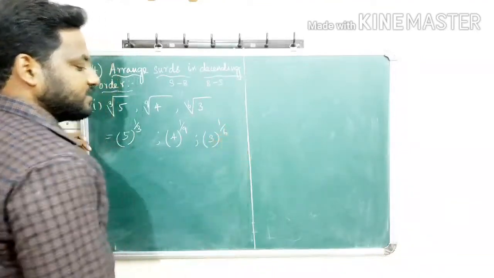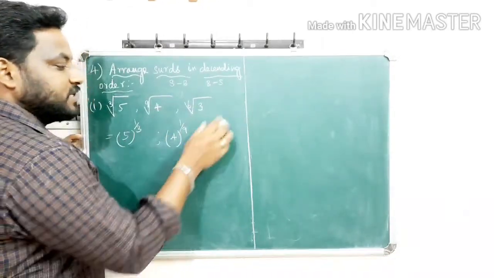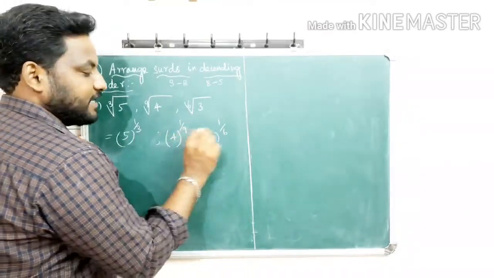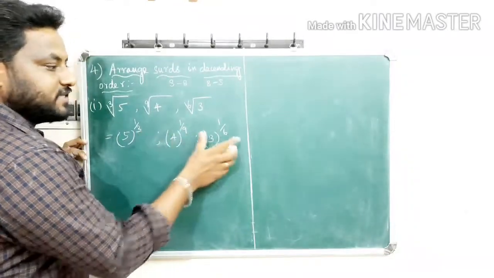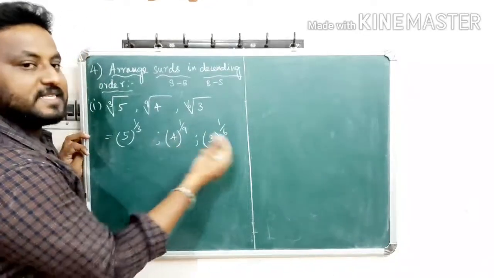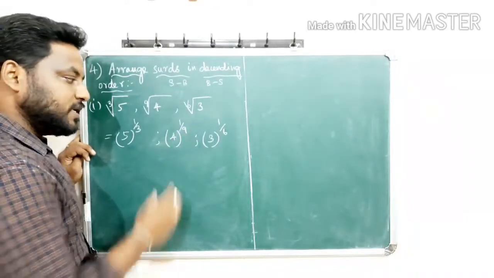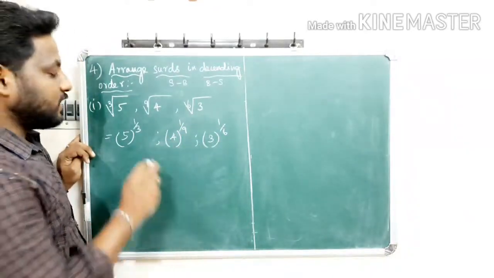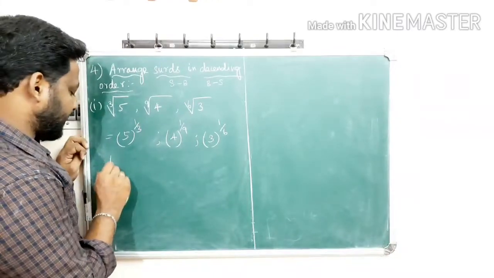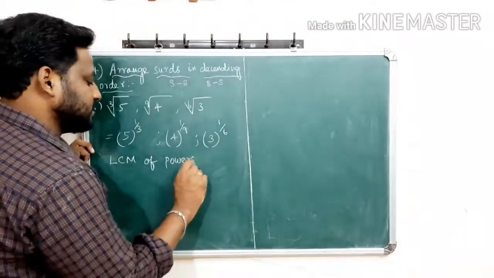Now look at the powers. Only look at the powers' denominators: 3, 9, 6. You have to change the denominators of the powers to the same number. To do that, you have to find the LCM, the least common multiple, of the denominators.